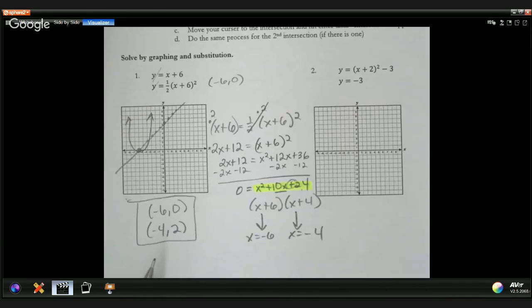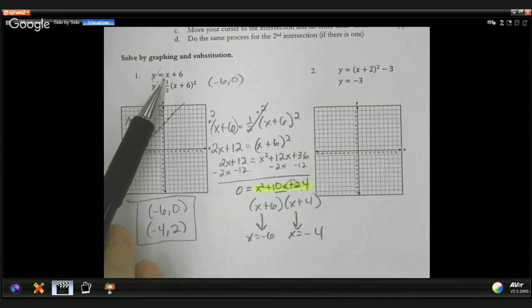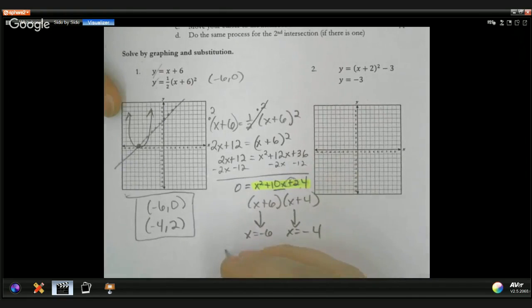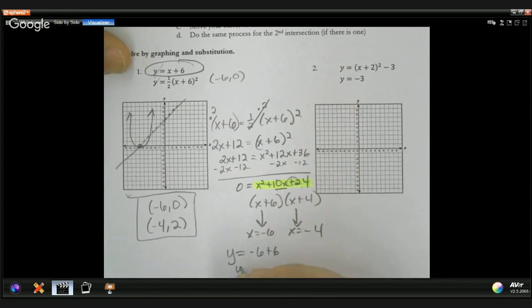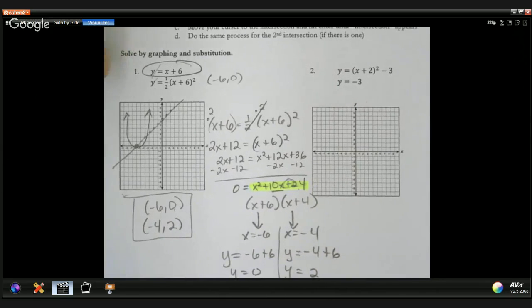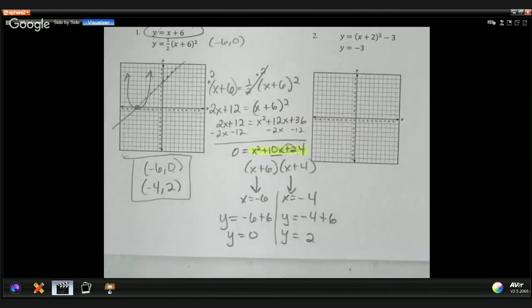To find your two y values, you have to plug it in an equation. It doesn't matter which equation you use, they will both work. You can either plug it into this top equation or the bottom equation. And to me, the top equation is the easiest right here. So it'll be -6 plus 6. So that's where 0 comes from. Or I can do this one over here, -4 plus 6. And that gives me 2, and that's where the 2 came from. So you could totally solve these by hand by using substitution, or you can graph them in your calculator and use your intersection function.